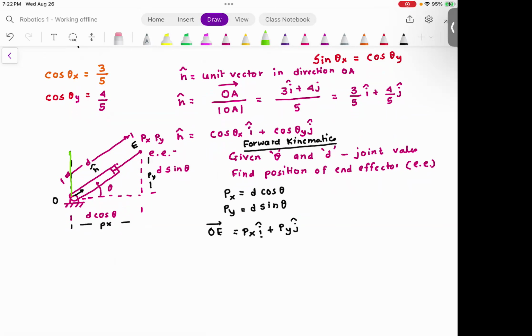So for an example, this is your j, this is your i. You agree with me, i and j are fixed. They are not rotating. i and j are fixed. So this is called the fixed or inertial coordinate frame.